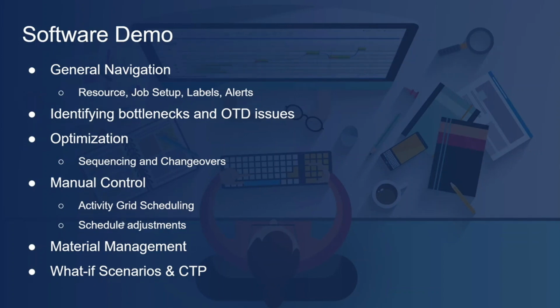So I'll talk about some manual control that we have in the system, and then we'll look at other types of constraints like materials, material management, shortages, and of course we'll talk about running what-if scenarios and something we call capable to promise, or CTP, getting an order quote when you don't have an actual order in your ERP system.